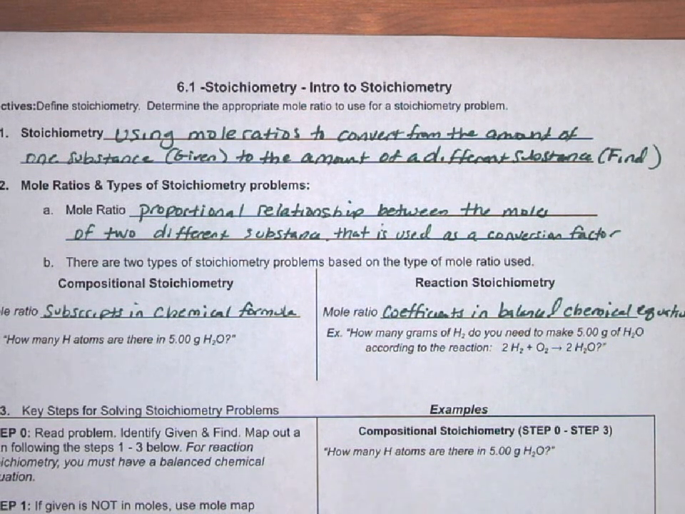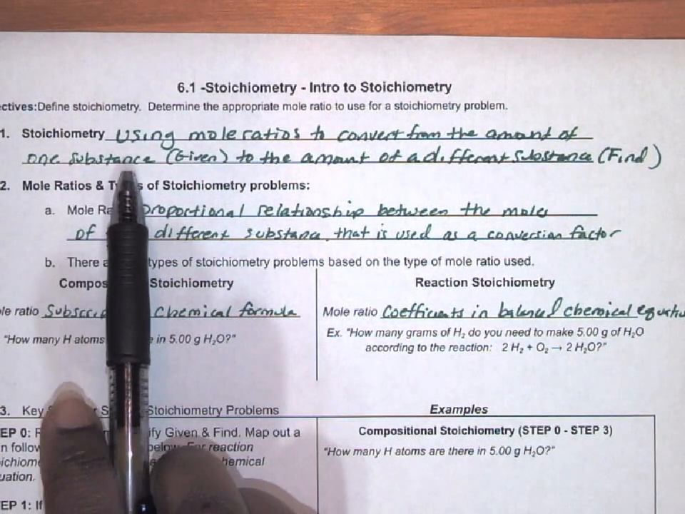So our objectives are to define stoichiometry, to determine appropriate mole ratios to use for a stoichiometry problem, and also show you how to use the mole ratios in 3 examples. So first off, what is stoichiometry? Make sure you copy this definition down.